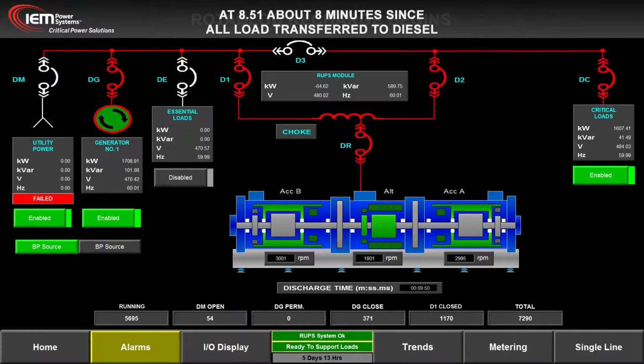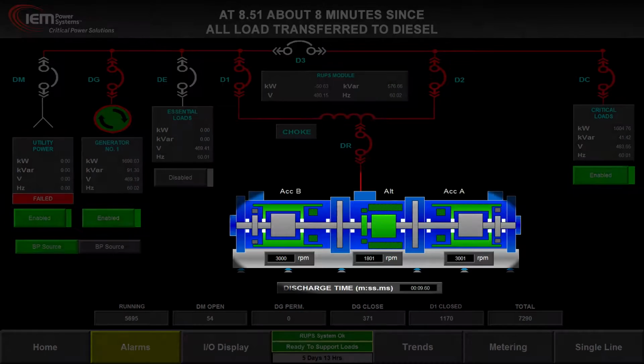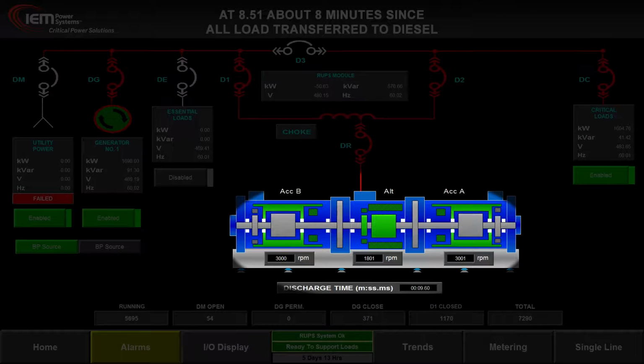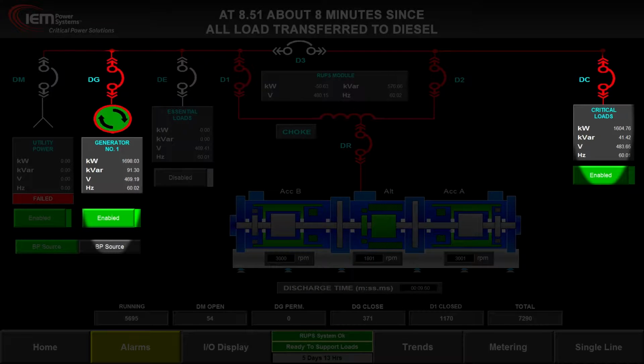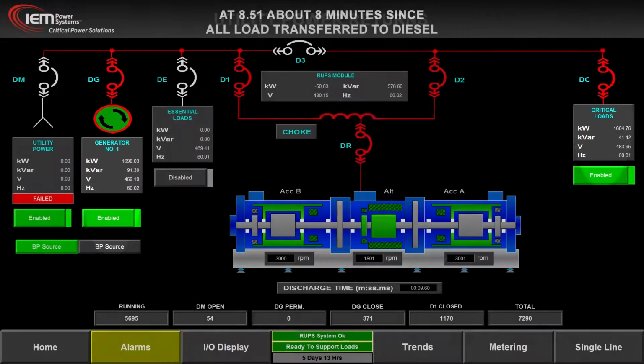About 8 minutes since all load transferred to diesel, the Rotabloc is fully charged at 3000 RPM and ready to act as a UPS. Discharge time is 9.6 seconds based on the 1600 kilowatts of critical load. The genset continues to feed conditioned power to the critical load.